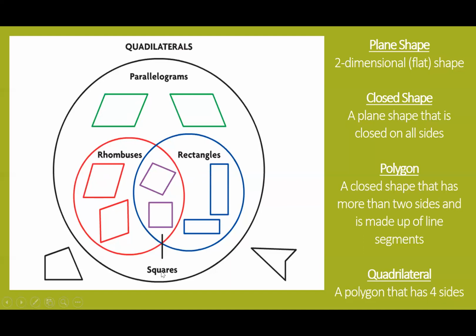And then we have a square. A square is a rectangle, and a square is a rhombus. It has 4 right angles, and it has 4 equivalent sides. A square is a rectangle, a square is a rhombus, a square is also a parallelogram and a quadrilateral, and it's a polygon, and it's a closed shape, and it's a plane shape. Whew, that square has a lot going on.